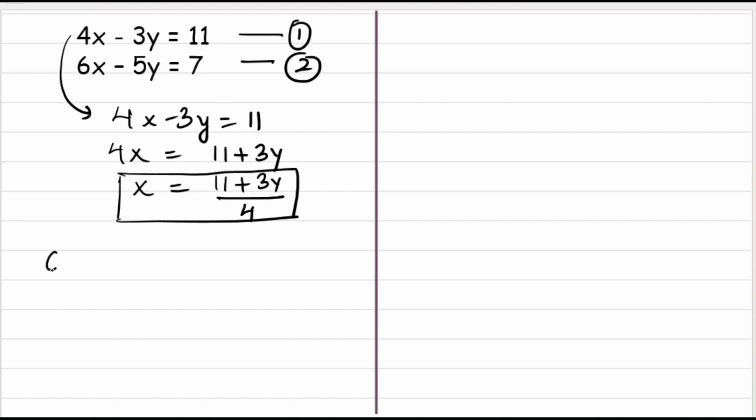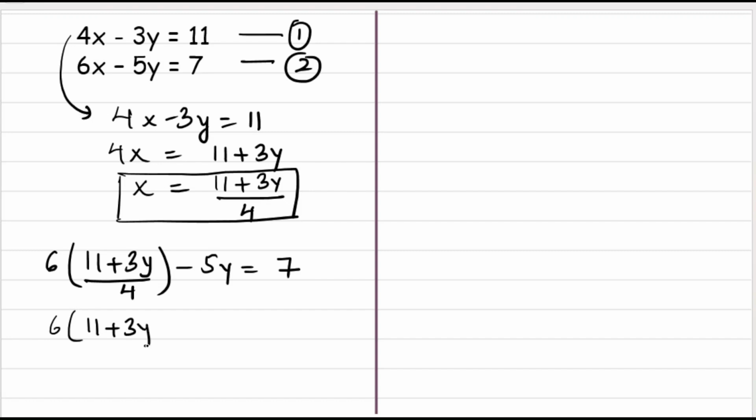So I get 6 times, in place of x I would put (11 plus 3y) divided by 4, minus 5y equals 7. Now I have this 4 in the denominator. How to get rid of this 4? Whenever you have a 4 or any other number in the denominator, we take the least common multiple, or LCM. The easiest way is, wherever you have that denominator, just write the numerator as it is and multiply this 4 with all other terms. So it will be 4 times 5, 20y equals 4 times 7, 28.